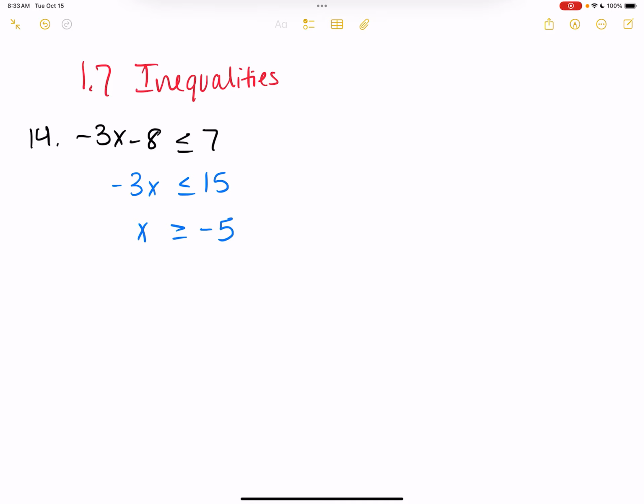Now they want our answer in interval notation, so if it's a greater than or equal to or a less than or equal to, we use brackets. If it's just less than or just greater than, we use parentheses. So if x is greater than or equal to negative 5, we have a bracket on negative 5, and x is going anywhere out to infinity. On infinity, we always have a parenthesis. Infinity can never have a bracket because it's not a known set number.